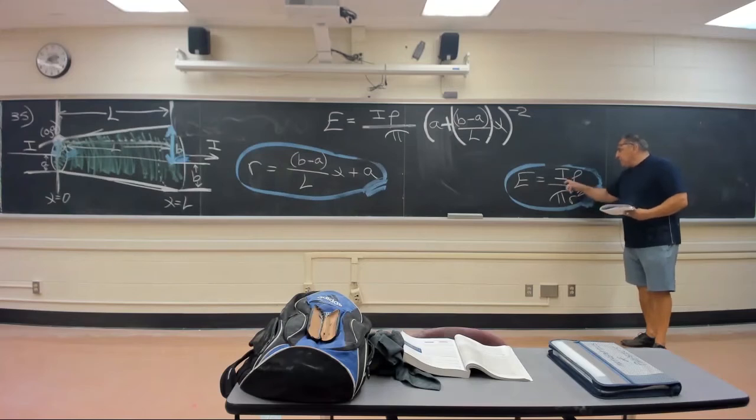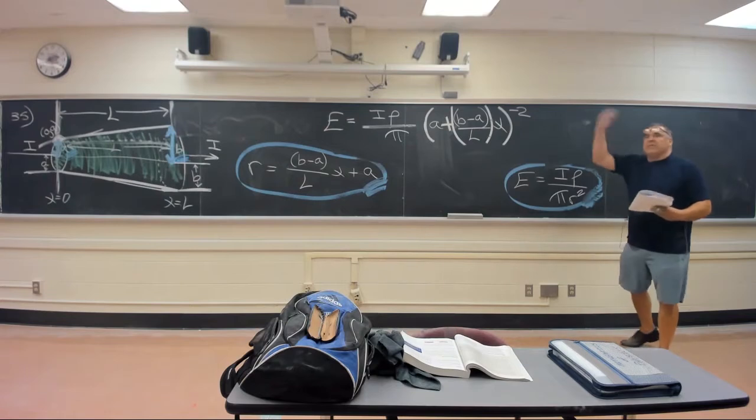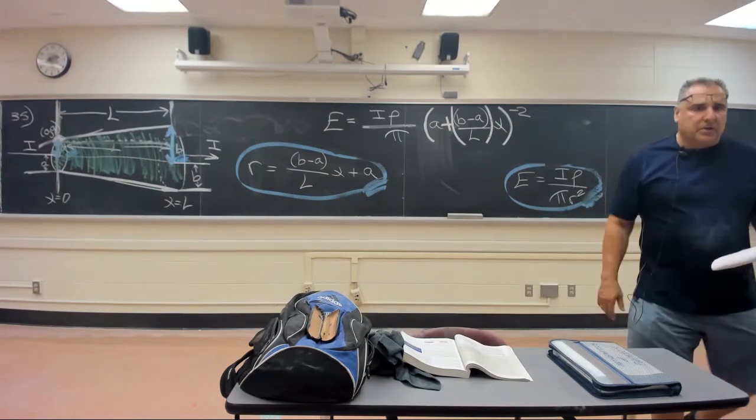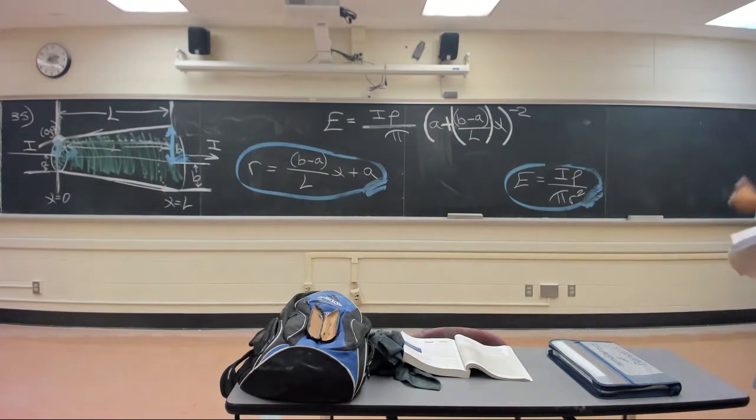Big times, if this is big and this is big times big is huge. Huge divided by tiny is even more huge. It's got to be a big E field that's doing the whole thing. Maybe that's a little bit of a gut feeling as to what's going on with that.